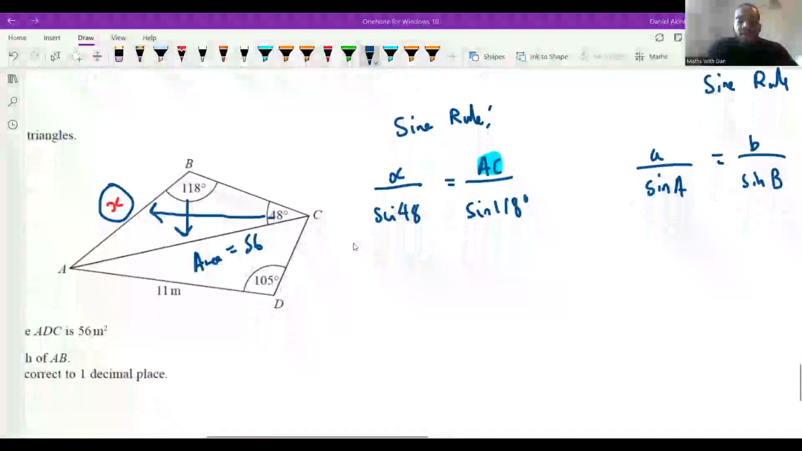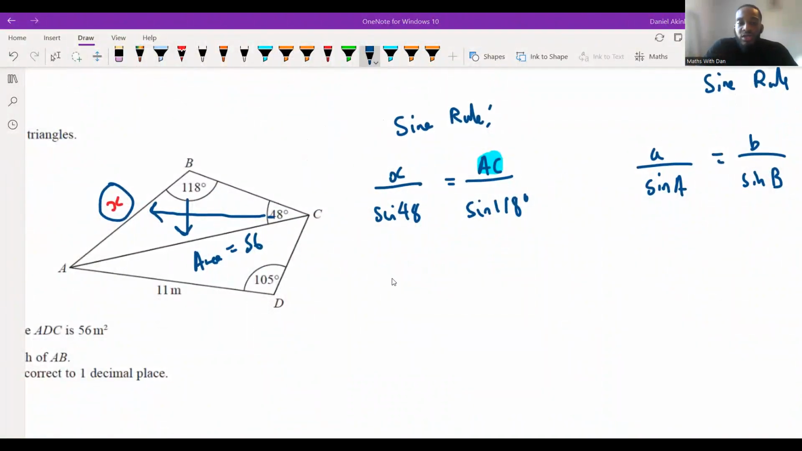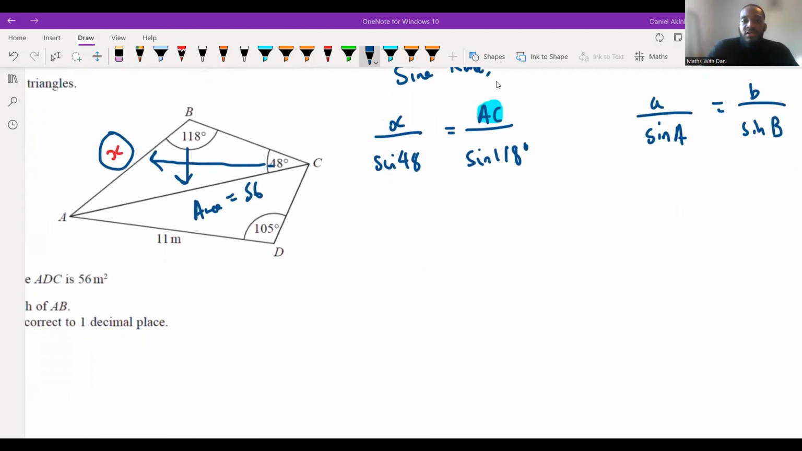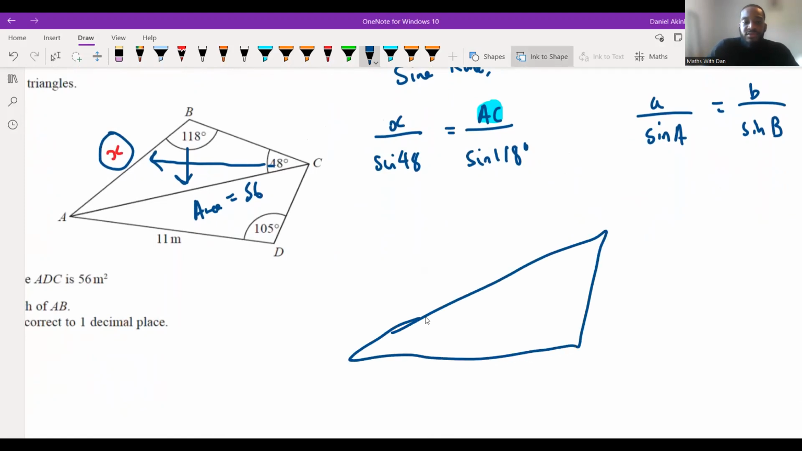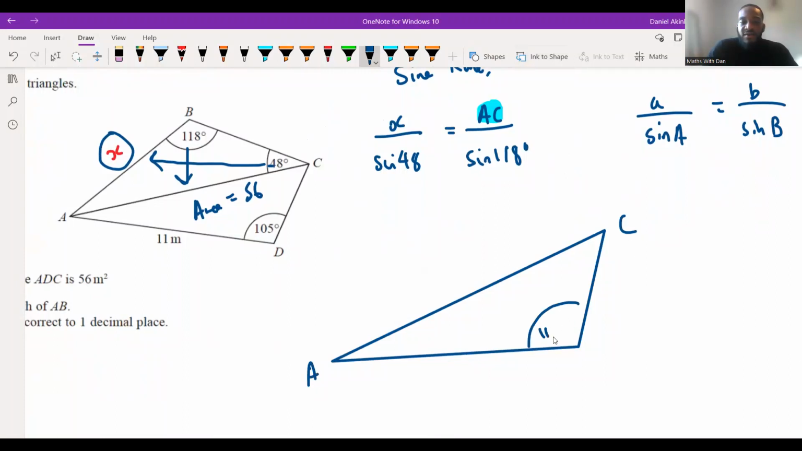So now, continuing, we're going to try and figure out what A to C is. Like this here. And then this is A, this is C, this is 105 degrees, and this is 11. Now they told us that the area is 56.